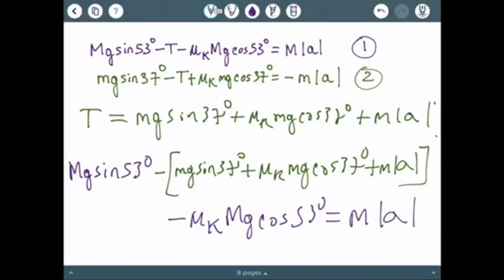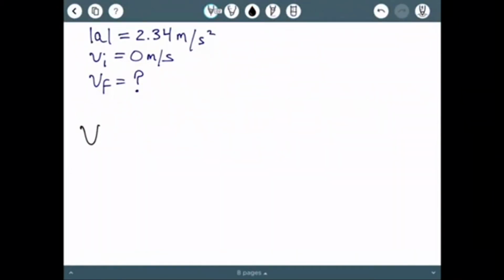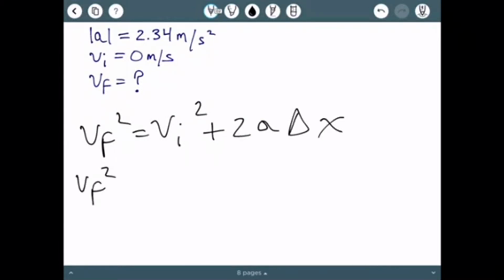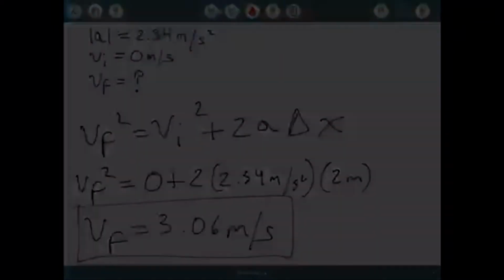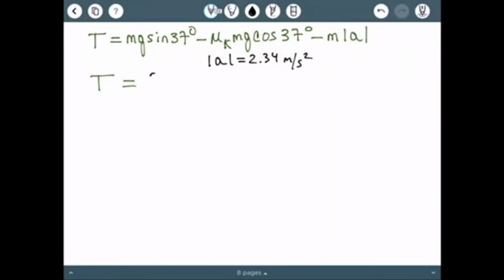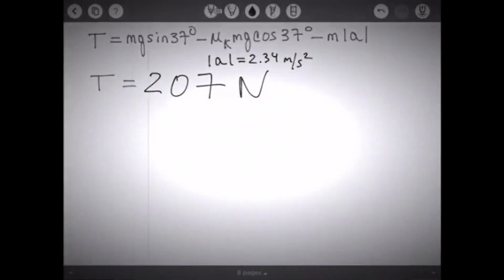Alright, I'll let you solve for A by yourselves and tell you that if you solve for it and plug in the values, you'll get about 2.3 meters per second squared. And then if you have the acceleration and you have the initial velocity, then you can just find the final velocity by using kinematics, plug in all your numbers, and you will get that the final velocity will be about 3.1 meters per second. And to finish up the problem, once you have that acceleration, you plug it into the expression for the tension and get the final number of 207 newtons.